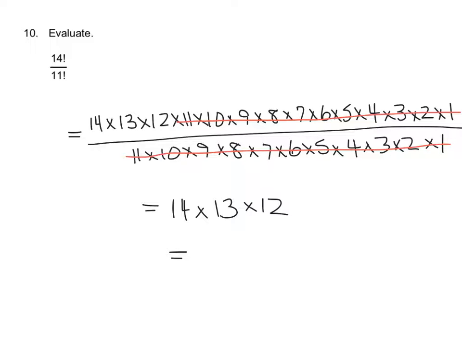So the answer to this problem is just the product of 14 times 13 times 12. And when you do 14 times 13 times 12 on your calculator, you get an answer of 2,184. And that's our final answer.